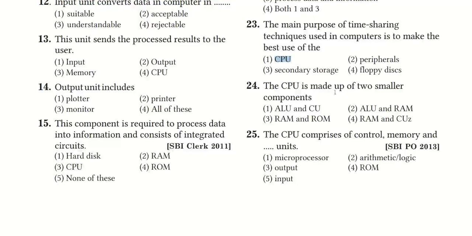The CPU is made up of two smaller components called the arithmetic and logic unit and the control unit. The CPU comprises the control unit, memory unit and arithmetic and logic unit, ALU.